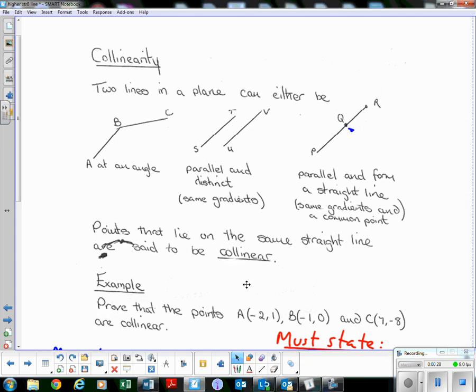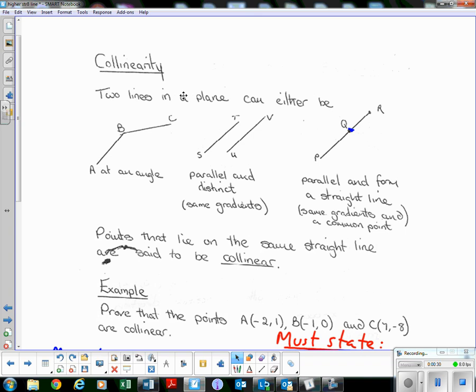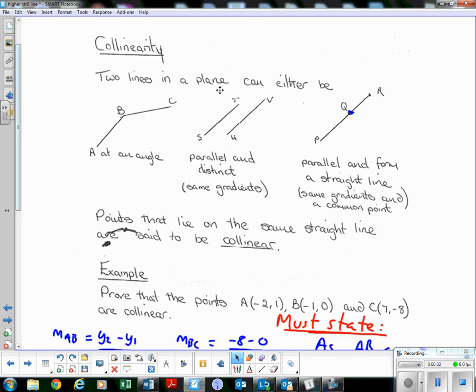So if we think about two lines on a plane, or just on a flat surface, they could be similar to what we've got here. So you've got a line that meets at point B and another line there. So they do share a common point. They both go through B, but they're at an angle to each other. So they don't make a straight line.